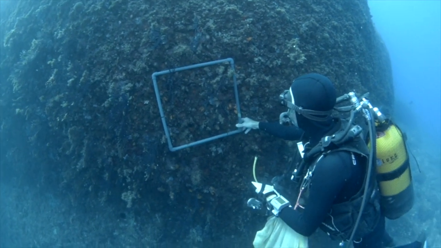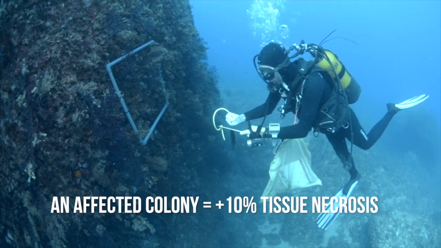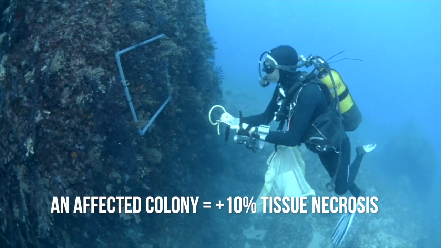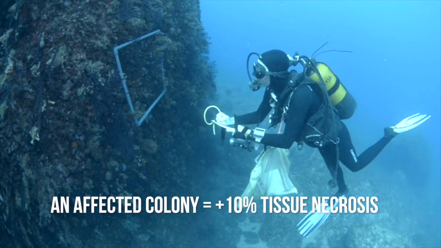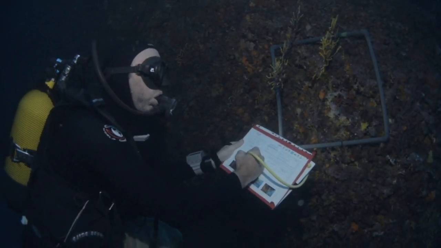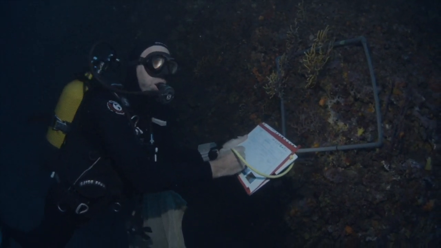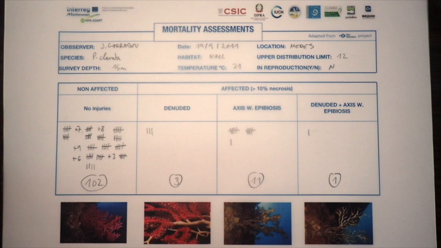For each colony or specimen, indicate whether or not it is affected by mortality. This means, in gorgonians, that the colony displays more than 10% of necrosis. For other species in general, if they display necrosis, they should be considered as affected. Fill the form with the corresponding info about the condition of colonies found within the chosen reference.